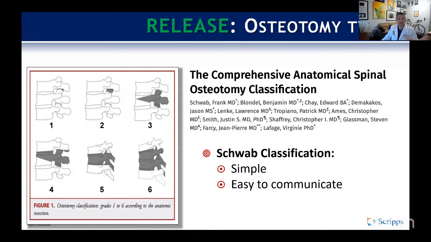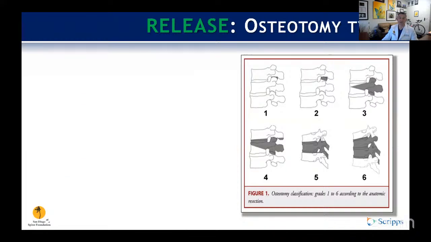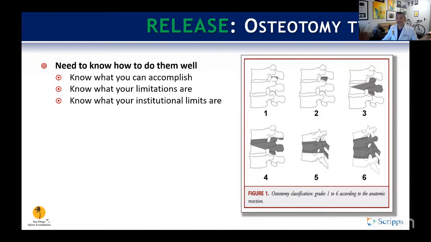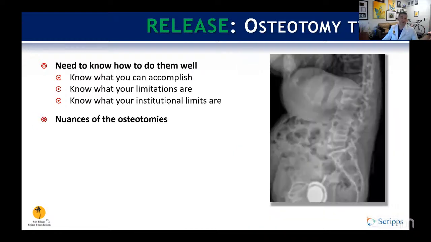Know your osteotomies. I know you guys like to do the IDOs. Those are very powerful. Schwab put the classification in place for how to release the spine. Just know what you're able to accomplish, know what your limitations are, and as you go into practice, know what your institutional limits are. If your institution won't tolerate doing PSOs, then don't do PSOs.